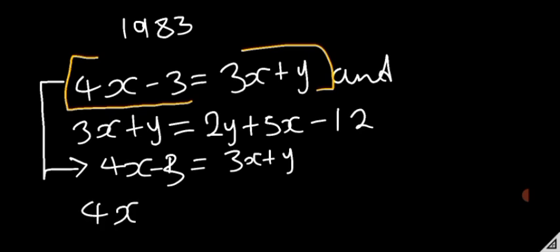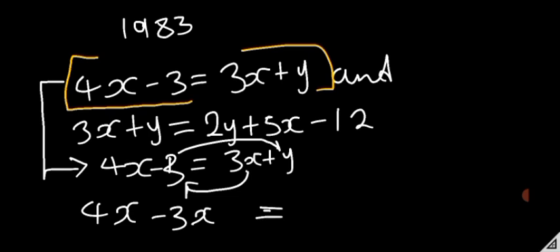When 3x comes to this side and crosses to the other side, it becomes minus 3x. Now this is minus 3. When it crosses to the other side, it becomes plus, so that becomes equal to plus 3. Now this y also crosses to this side, so it becomes minus y.